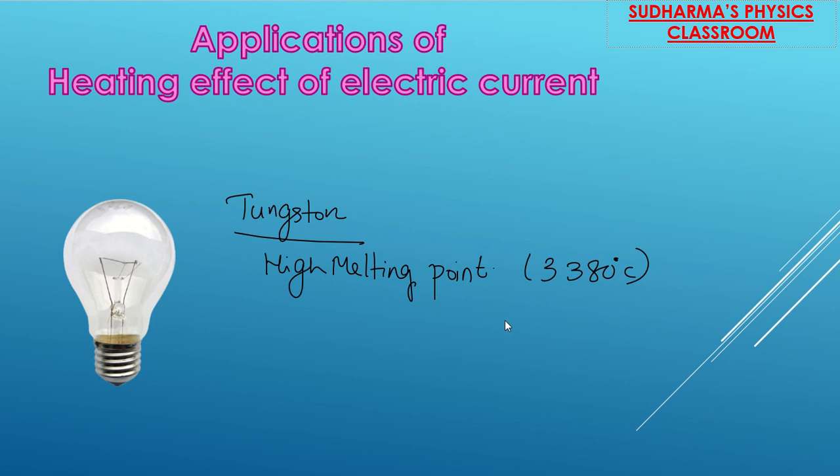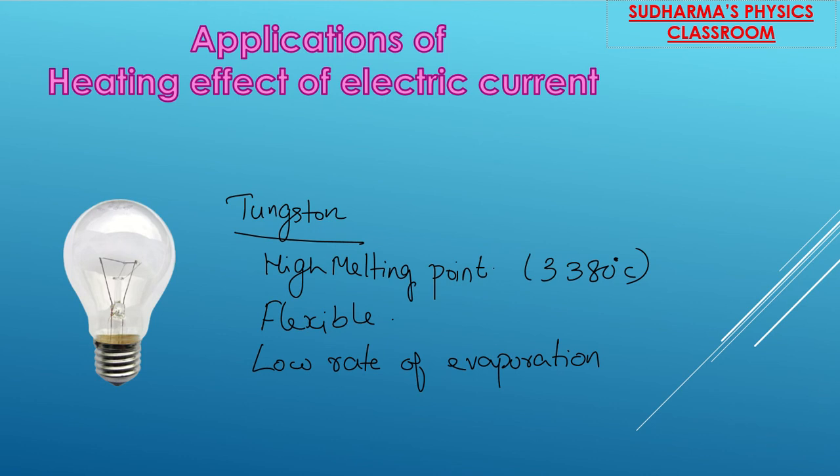So this is the major reason why we choose tungsten as the filament of electric bulbs, because the filament should not melt even if it gets heated up to a high temperature. And it is very flexible, highly flexible, and has a low rate of evaporation. What do you mean by that? Some metals, when they go beyond a certain temperature, start vaporizing or start reacting with oxygen. So tungsten has a very low rate of evaporation.